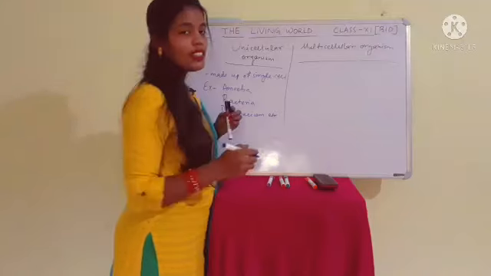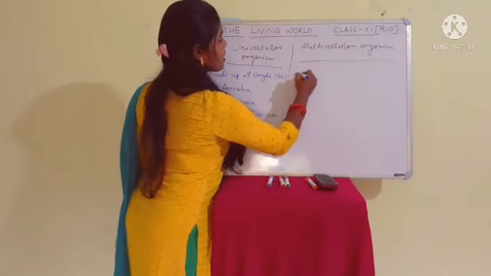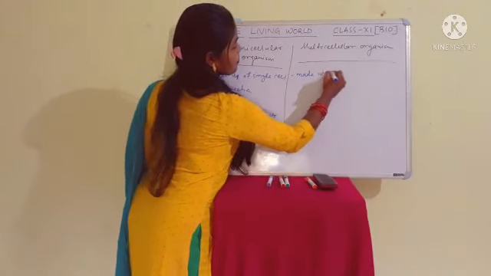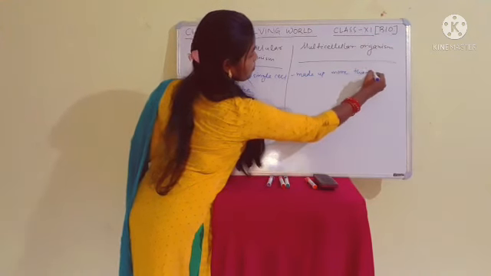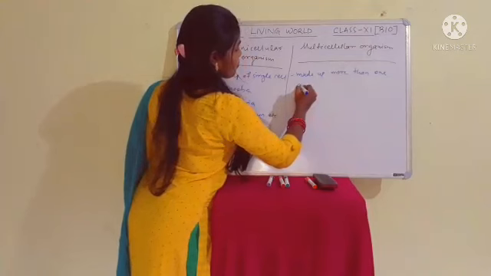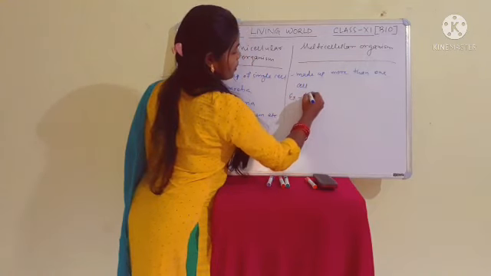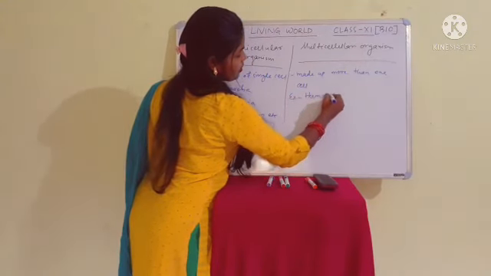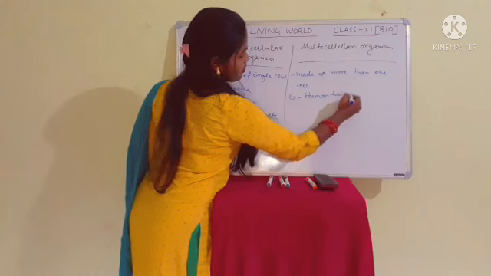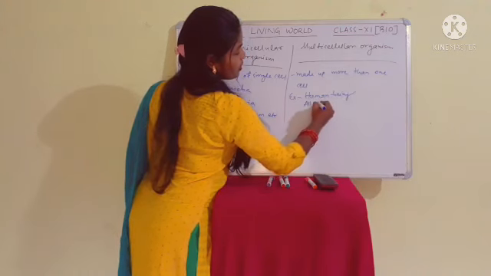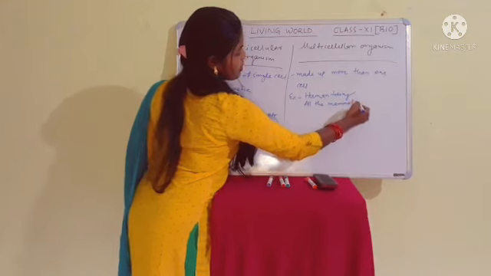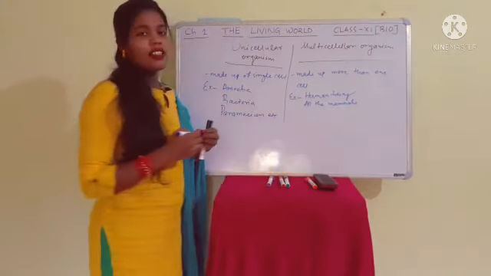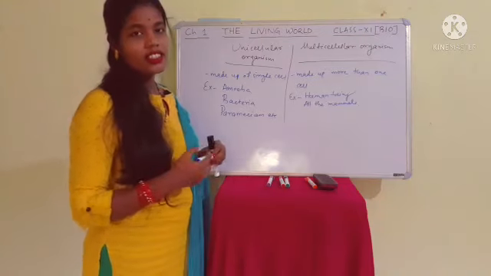And what are the examples of multicellular organisms? Human beings, all the animals, mammals, etc., like lion, tiger, zebra, etc.